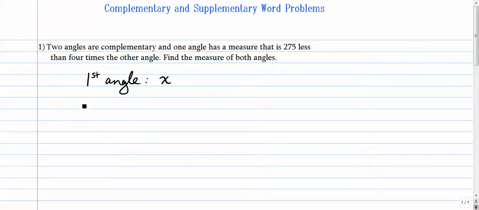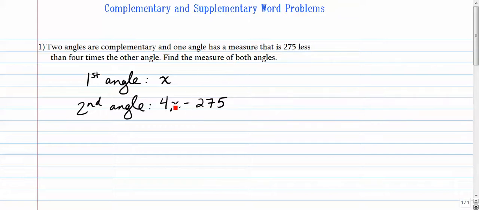All right, so we have a problem that we want to set up. The first angle equal to x, and the second angle equal to 275 less than 4 times the other angle. 4 times the other angle is 4 times x, and 275 less than.